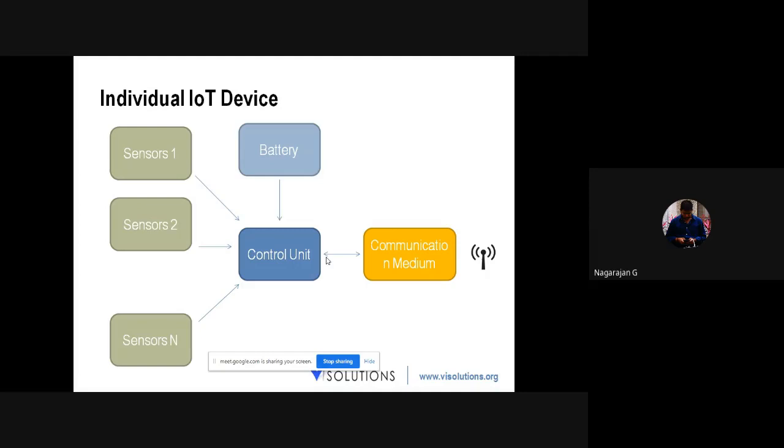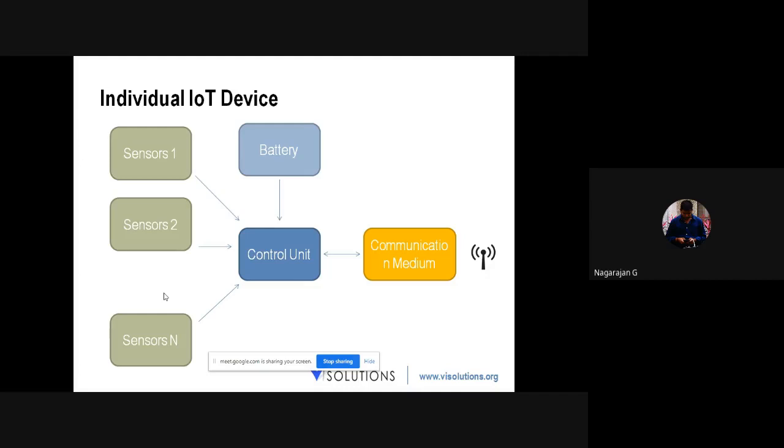If you see an individual IoT device, it has some major components. The first one is the sensors, which play a major part in IoT systems, where we can get the information. For example, think that I'm going to automate a home. When the human enters, it has to automatically sense the human motion, and I want to turn the fan on and off depending upon the human movement inside the home.